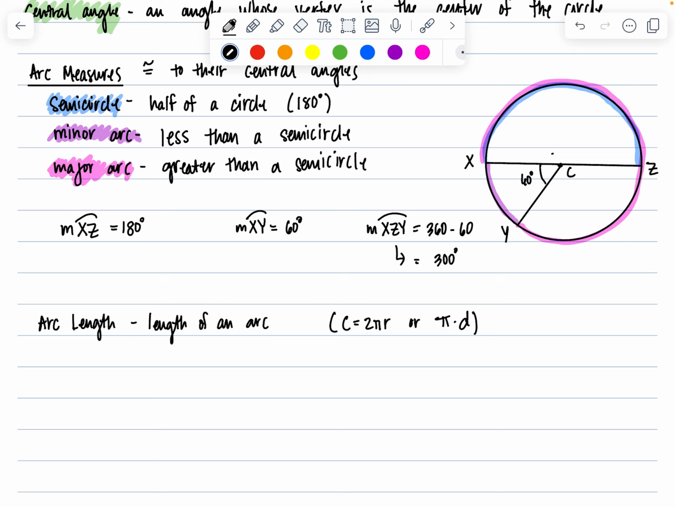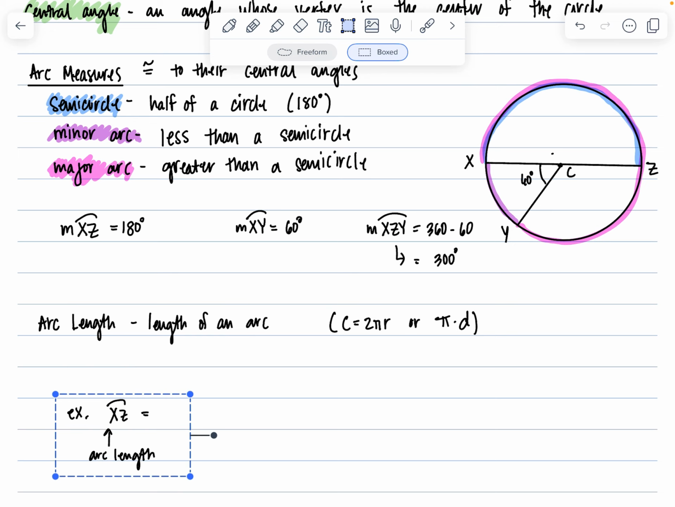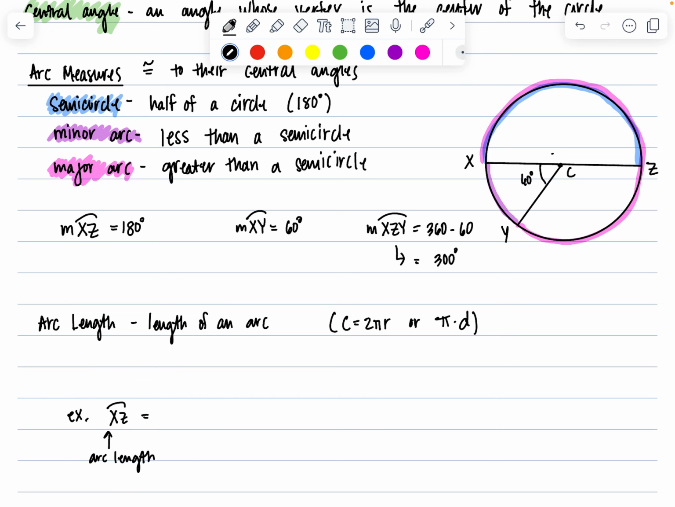We need this in order to calculate, for instance, a semicircle. So here we're going to do 2 quick examples. Example: arc XZ. Now notice this time, I'm not putting an m in front of this. The difference is that this is not an arc measure. This is arc length. Arc length does not have the m. Well, the formula here, let's actually start with the formula.